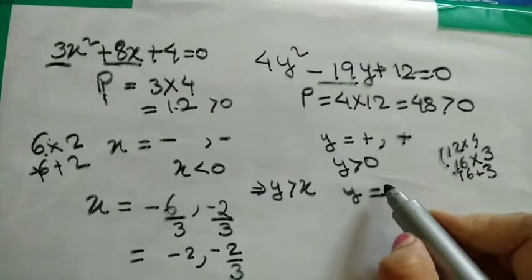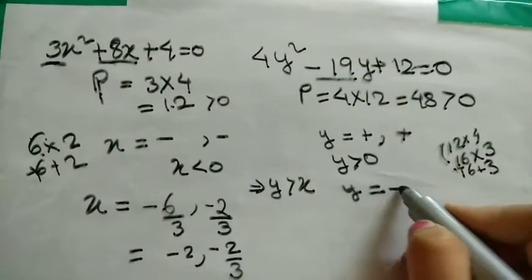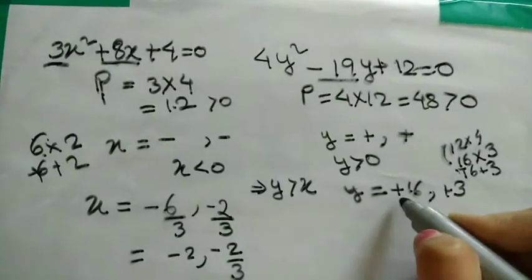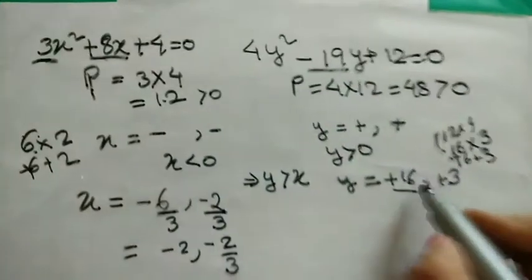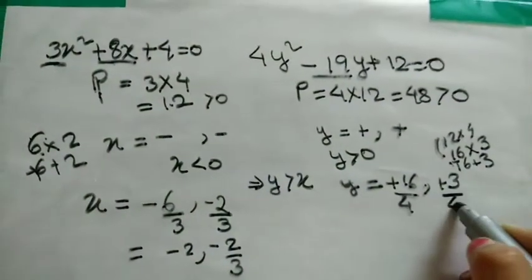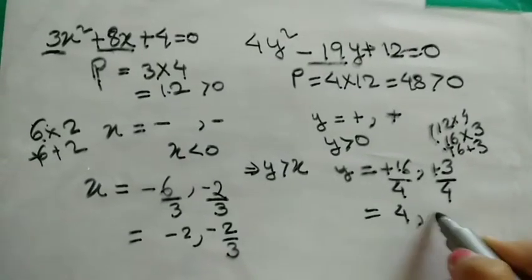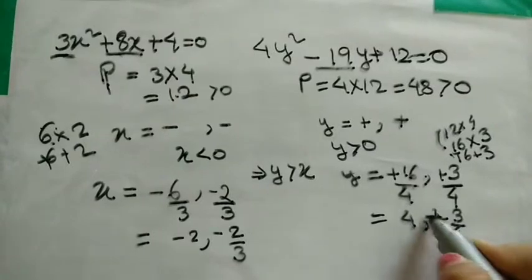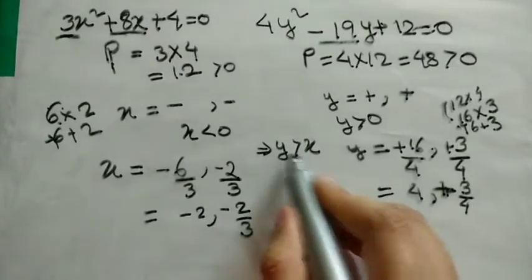So here it is minus, so the roots will be plus 16 and plus 3. And the 4 here goes downward, so y is equal to 4 and 3 by 4. So y is greater than 0, x is less than 0, so y is greater than x.